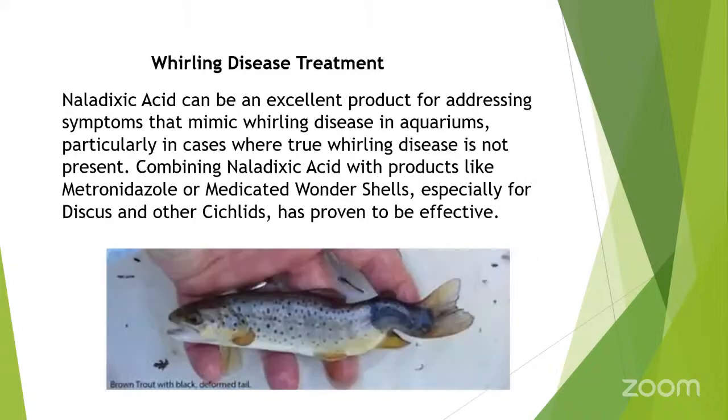Now, how to treat this disease? Nalidixic acid can be an excellent product for addressing symptoms that mimic whirling disease in aquariums, particularly in cases where true whirling disease is not present. Combining nalidixic acid with products like metronidazole or medicated wonder shells, especially for discus and other cichlids, has proven to be effective.